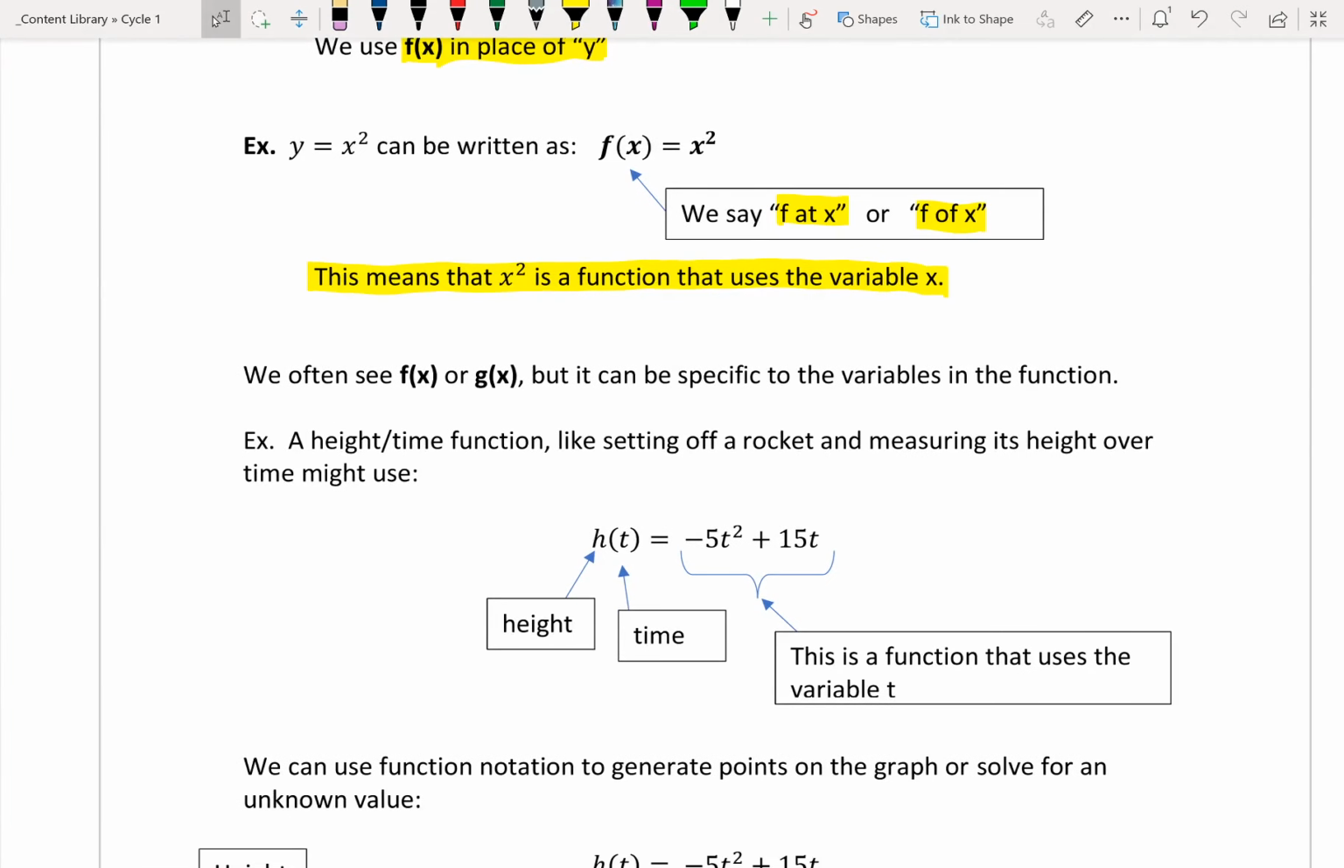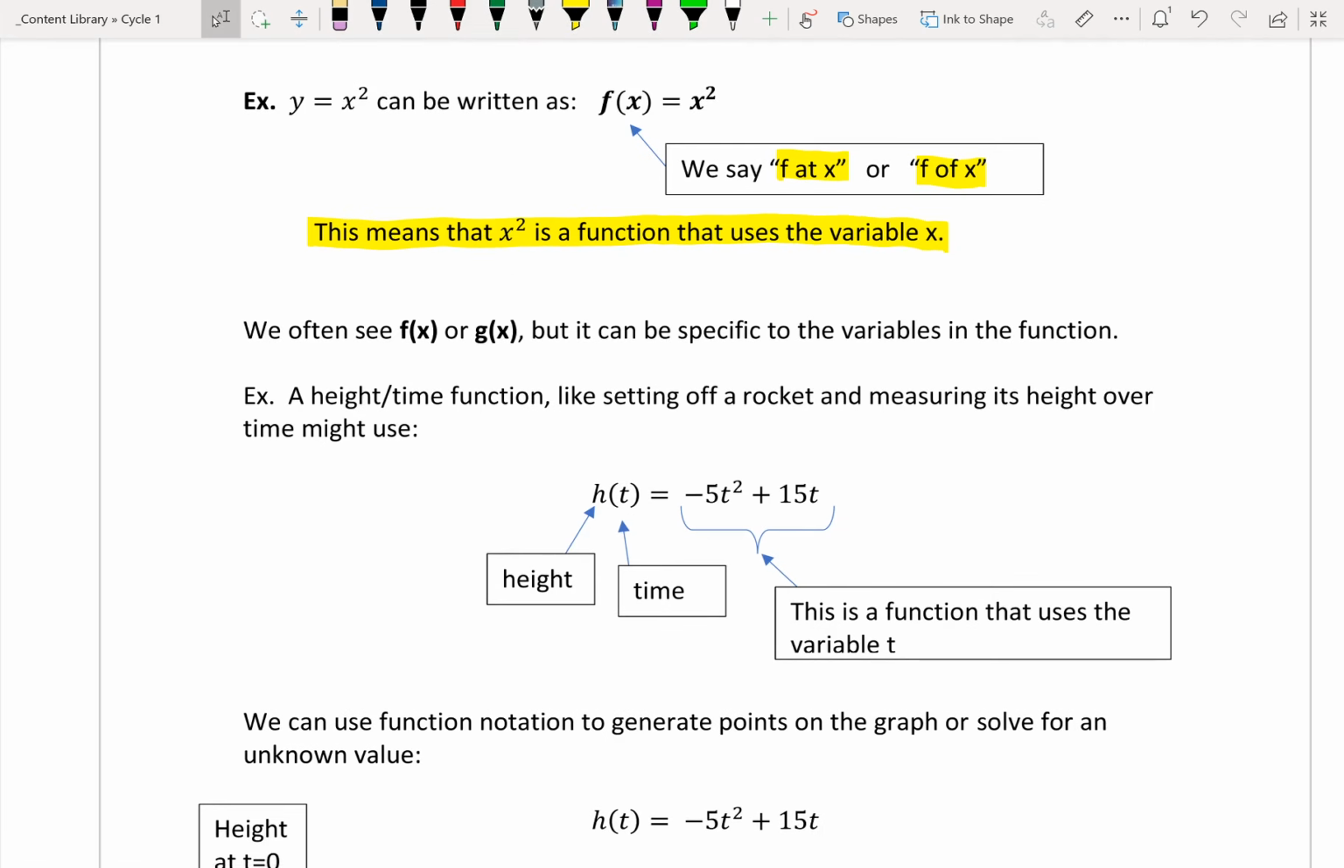An example would be a height and time function, like setting a rocket off and measuring its height over time. We might use a formula, say h of t, or a function of height, using the variable t for time, is equal to negative 5t squared plus 15t. And this is basically a function that uses the variable t.